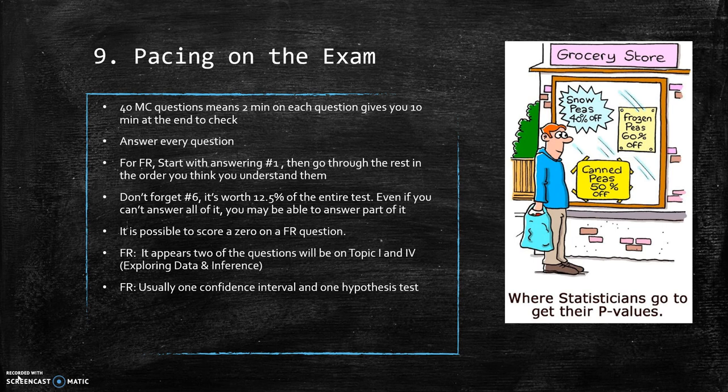Based on the last 5 years of released free response questions, I have seen that there are typically at least 2 full questions that will be on topics 1 and 4. So as a reminder, topic 1 is exploring data and topic 4 is inference. There usually is 1 full question on a hypothesis test and 1 full question on a confidence interval. The type of test and interval, though, changes each year, so you don't know which one you're going to get.